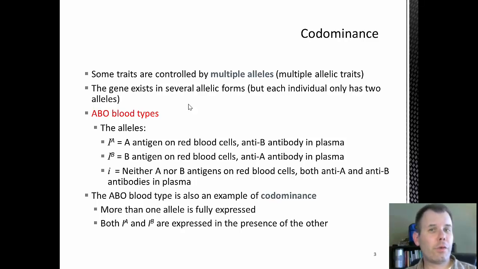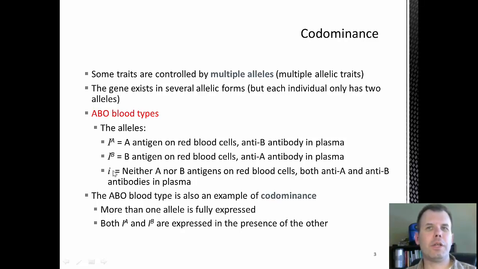Now, the alleles for the ABO are simple. Basically, you either have the A allele, you have the B allele if you have the B blood, or you have the little i allele if you have O. So really you have 2 different alleles in this situation that both are dominant.